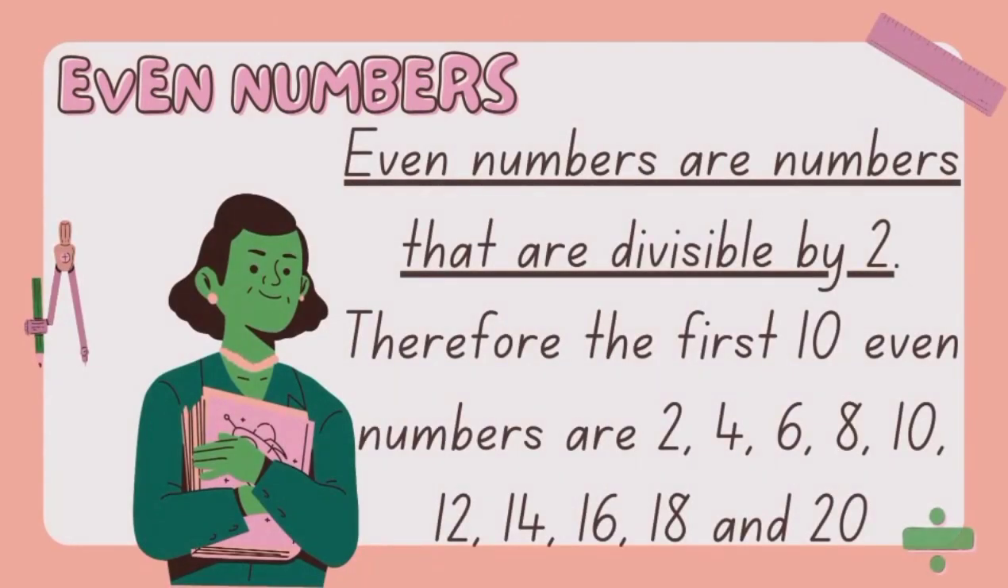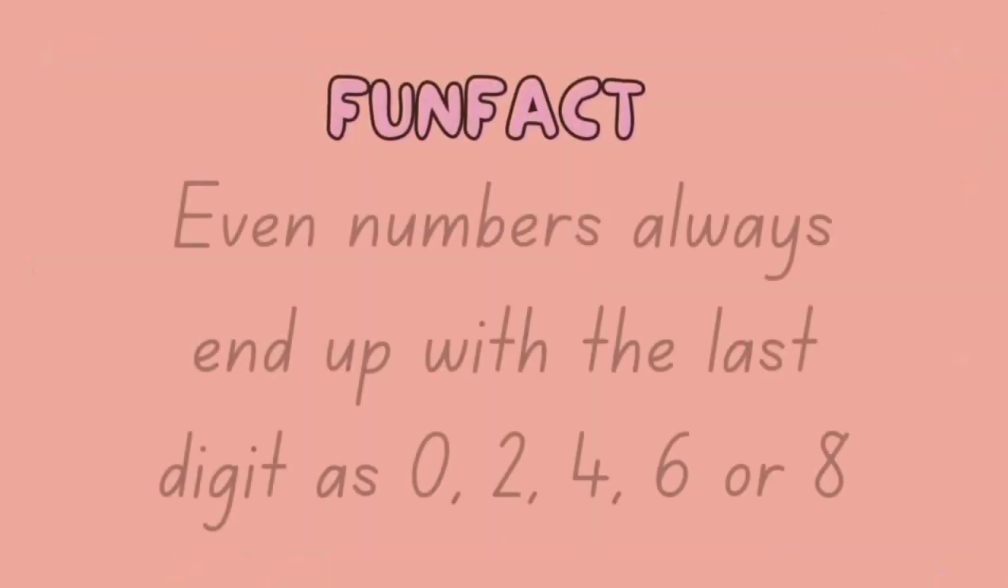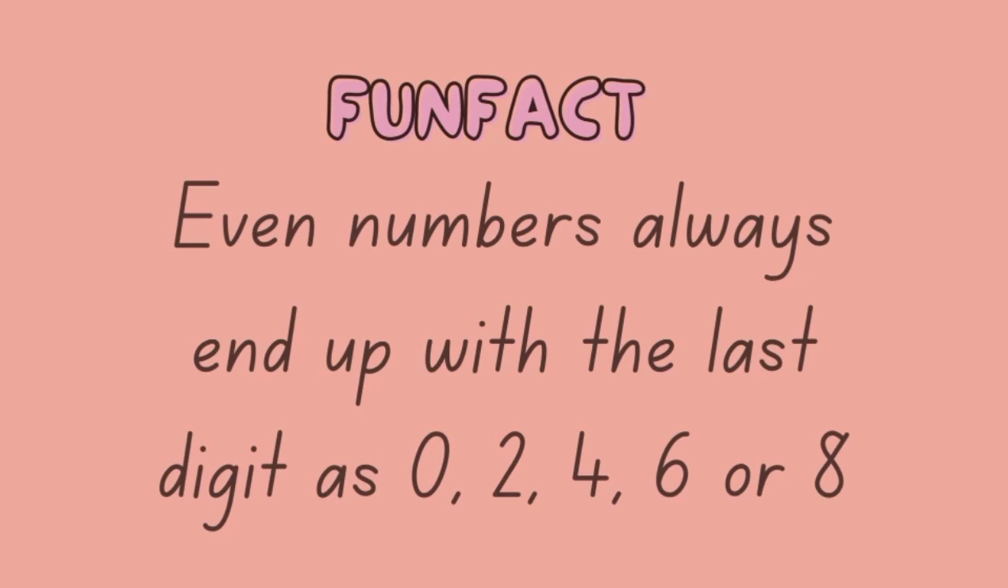Even numbers. Even numbers are numbers that are divisible by 2. Therefore, the first 10 even numbers are 2, 4, 6, 8, 10, 12, 14, 16, 18, and 20. Fun fact: even numbers always end with the last digit 0, 2, 4, 6, or 8.